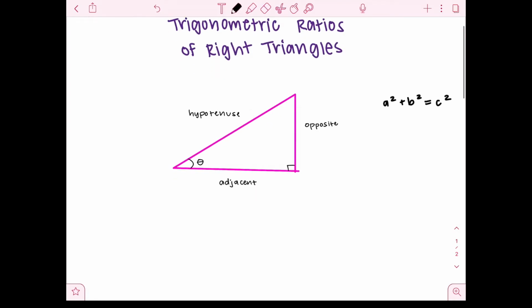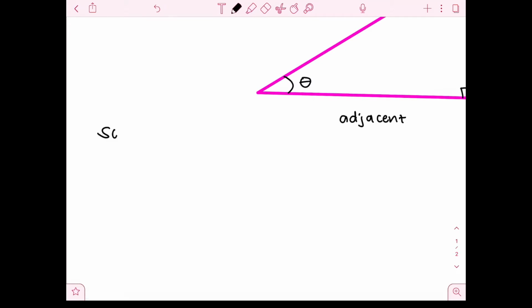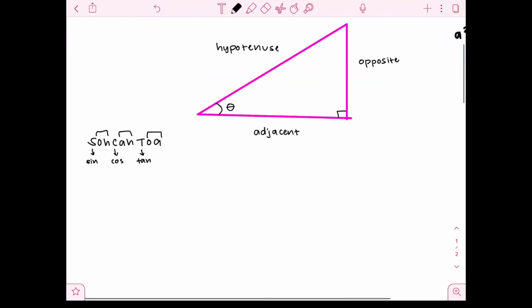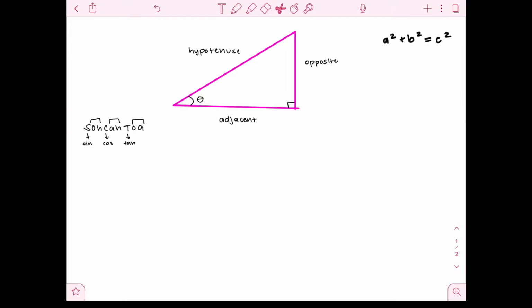Okay, now that we have this settled, we're going to be looking at what you might have heard as being called SOHCAHTOA. Now, the S stands for sine, C for cosine, and T for tangent. And these are our opposite and hypotenuse, adjacent and hypotenuse, and opposite and adjacent. So we're going to look at how we can create an equation using these trigonometric functions. So I'm going to move this up a little bit.